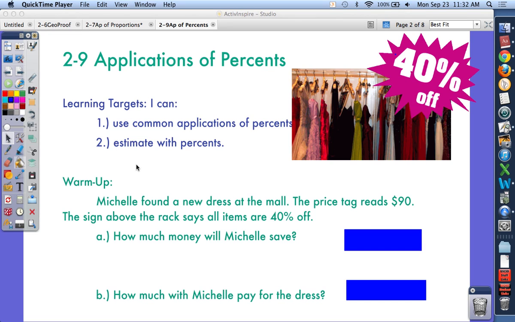Now that we worked with percents and fractions and decimals yesterday, today we're going to apply how we can use these percents, especially in the real world. Copy down your target, try the warm-up problems, and then we'll get started. Pause the video now.